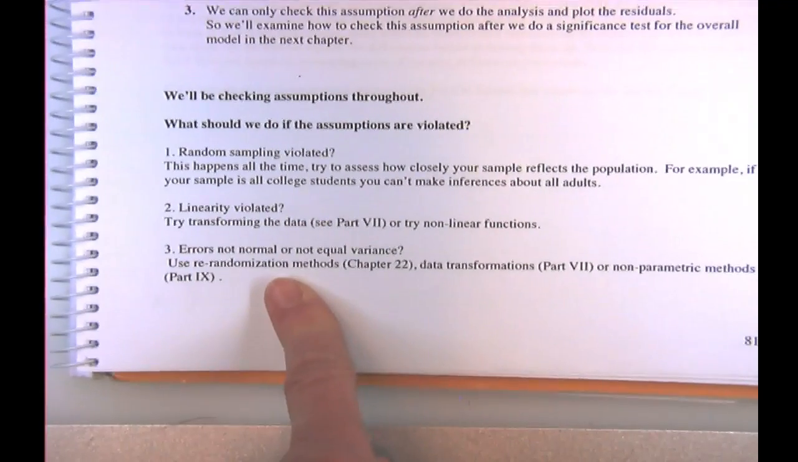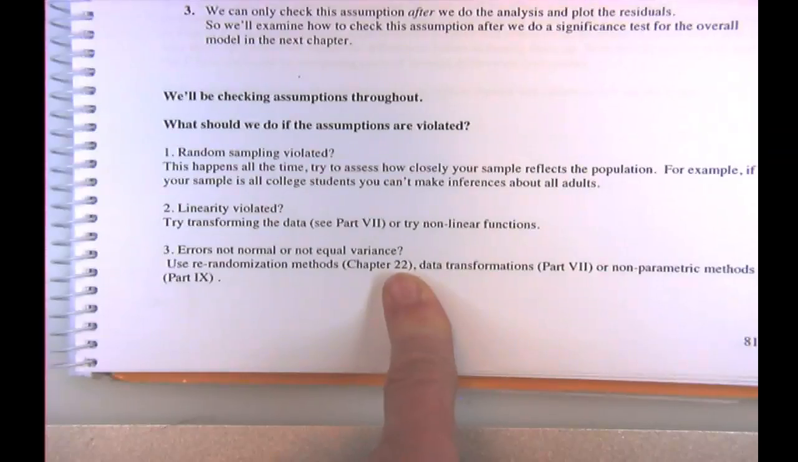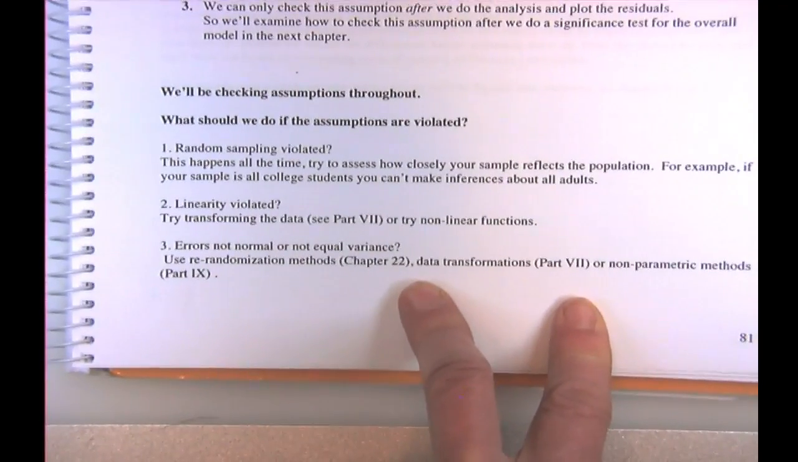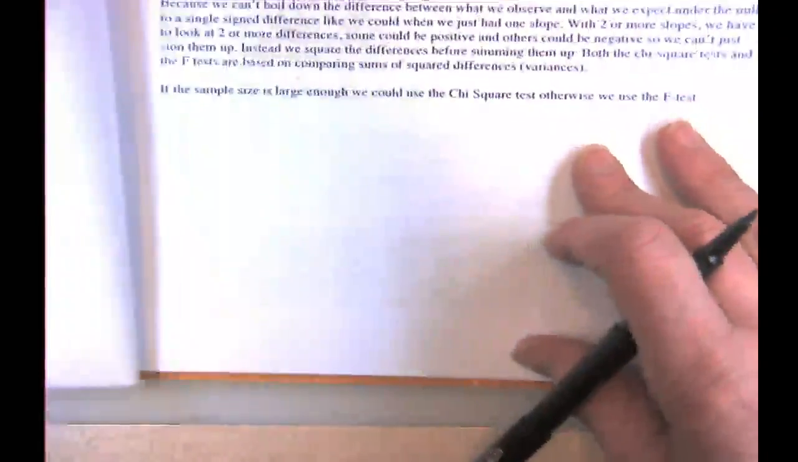We could also do re-randomization and resampling methods. We're going to look at some of those in chapter 22. And again, we can do data transformations, which will come up after spring break. So just a preview of what's to come.